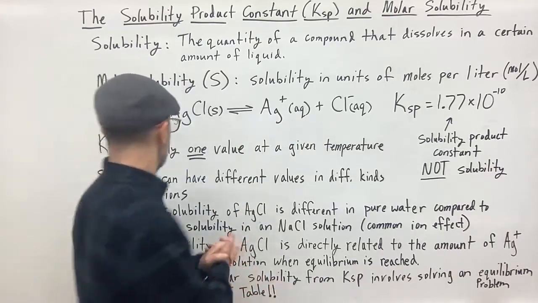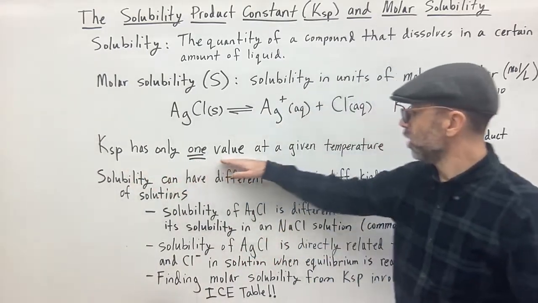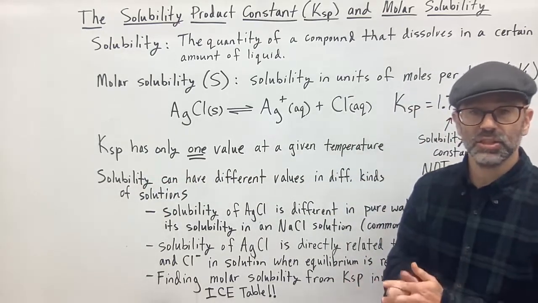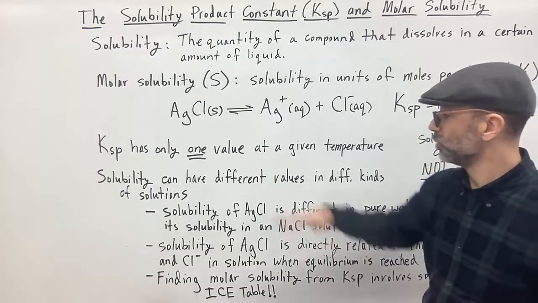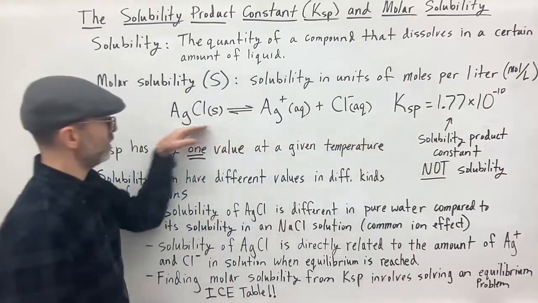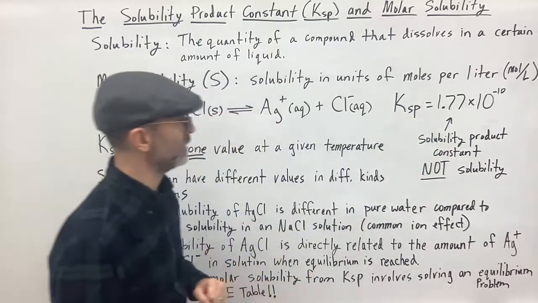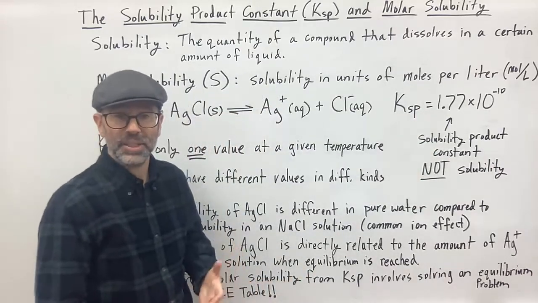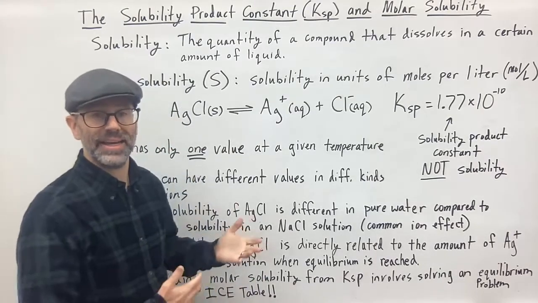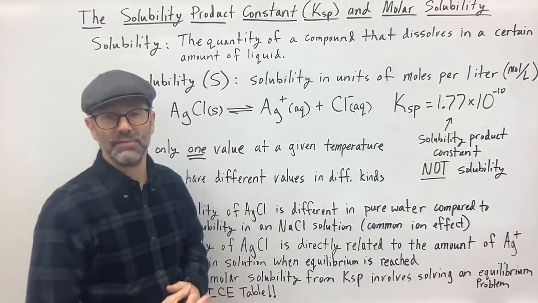So let's talk about KSP and solubility a little bit more. KSP has only one value at a given temperature, right? Change the temperature, you change the KSP, just like any equilibrium constant. So there's only one value for your KSP. The KSP for this dissolving equilibrium is going to be 1.77 times 10 to the negative 10 at that particular temperature. If we're assuming room temperature, or 25 degrees, then that KSP is the KSP at 25 degrees. Change the temperature, and it's going to be a different value.